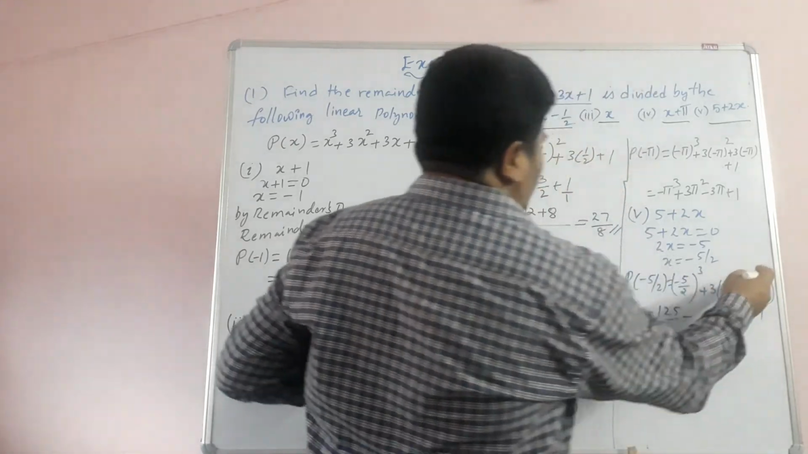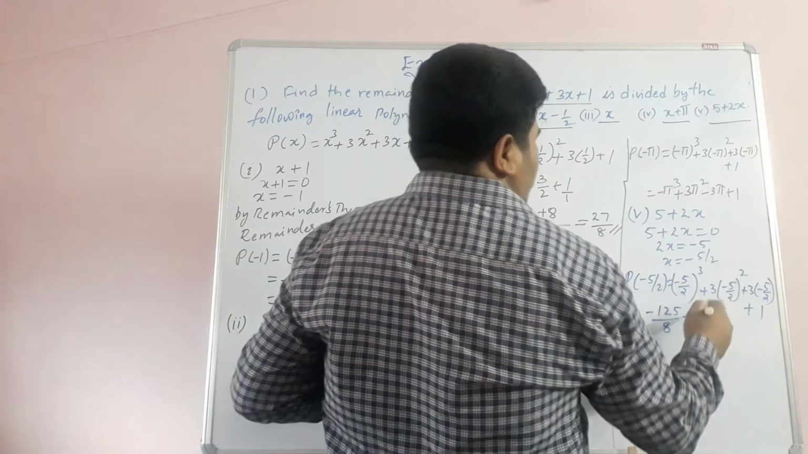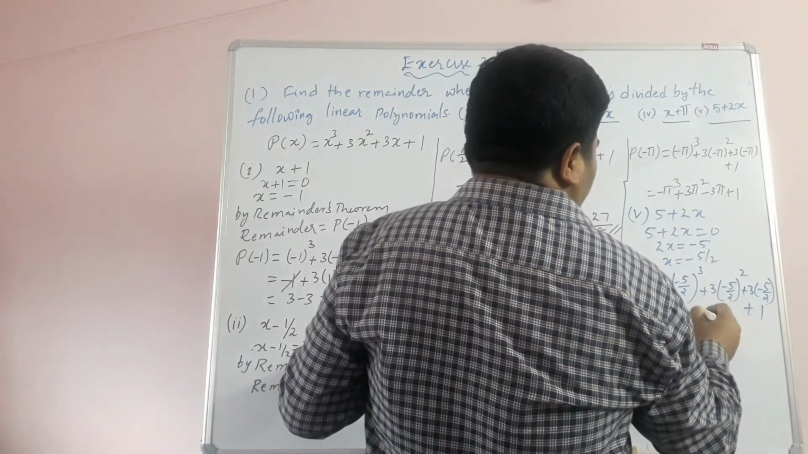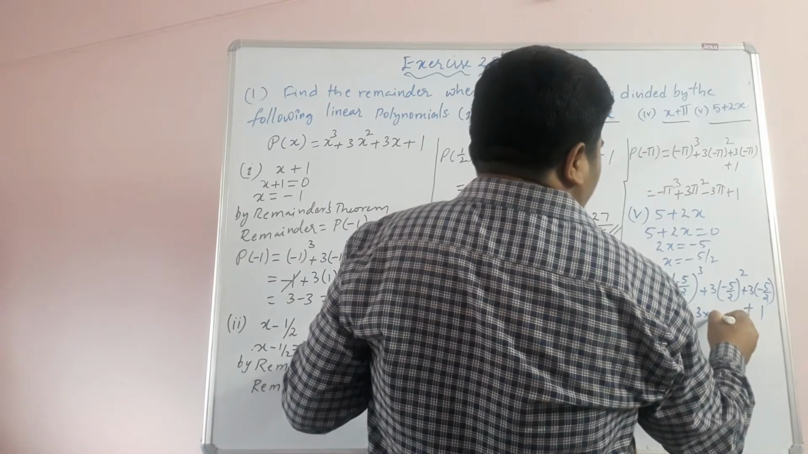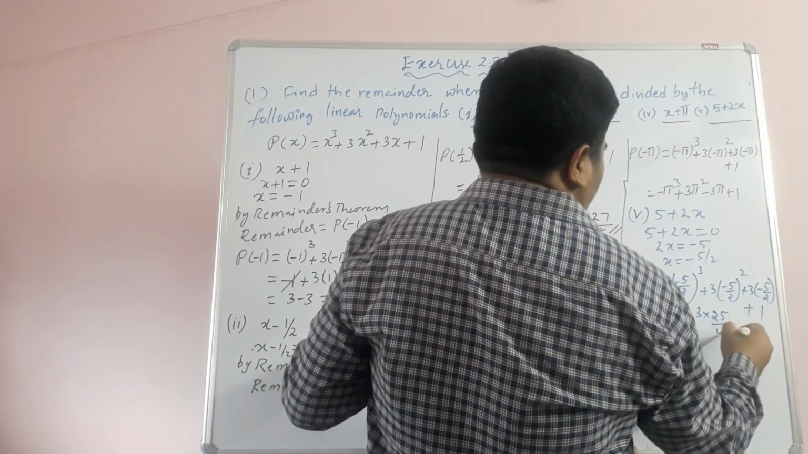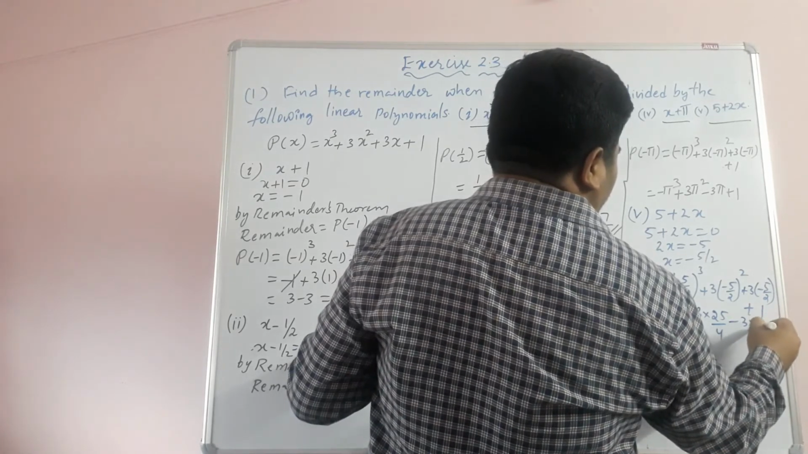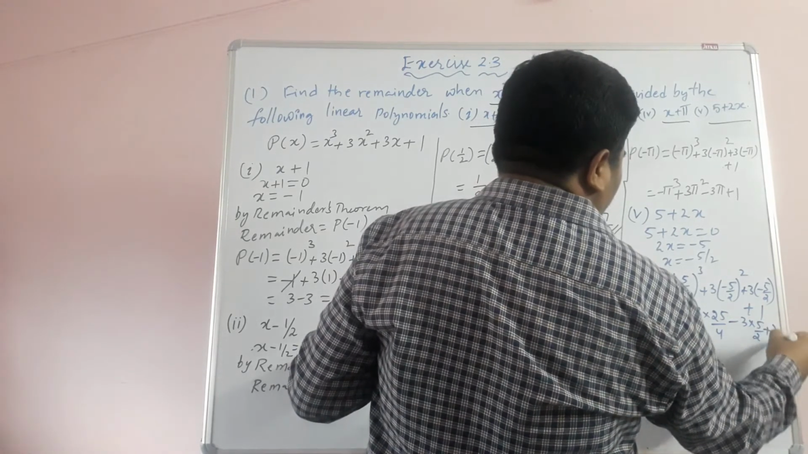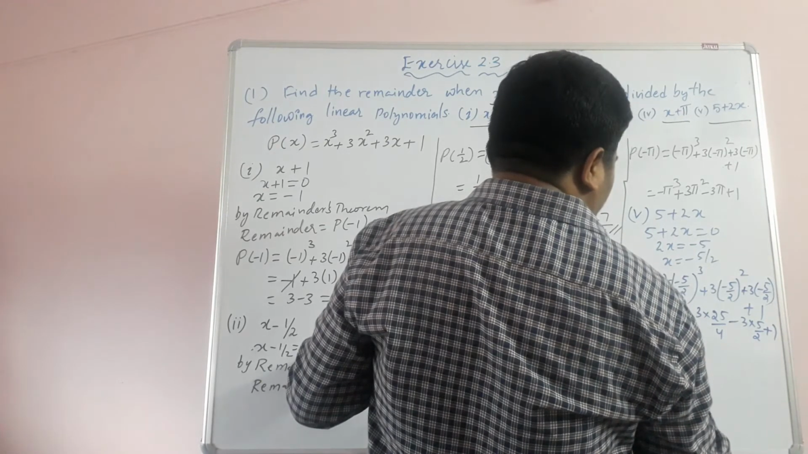So minus to the power of even means it becomes plus. So plus into plus is plus only. So plus 3 into 5 by 2 square means, children, that is 25 by 4, 5 square by 2 square. So plus into minus, minus 3 into 5 by 2 plus 1. So now children, you can write it as minus 125 by 8.